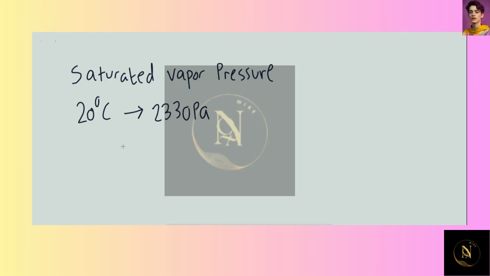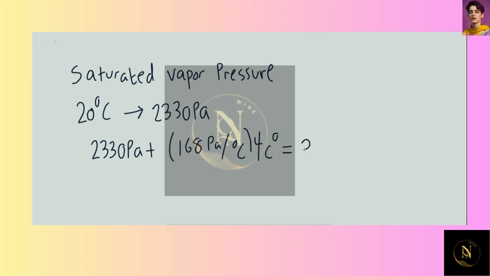We now can use the interpolation. So we start with that plus our conversion factor, if you will, the 168 Pascal per degree Celsius times 4 Celsius, because that's how far away it is from the 20 degree in the table. And if we do this quick number crunch, we get 3,000 Pascal.